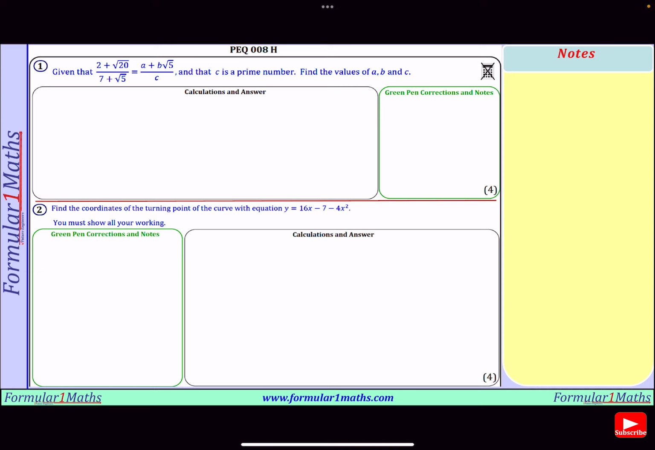Welcome to Formula 1 Maths. This is past exam question 008, higher tier, GCSE. We've got 3 questions to answer.